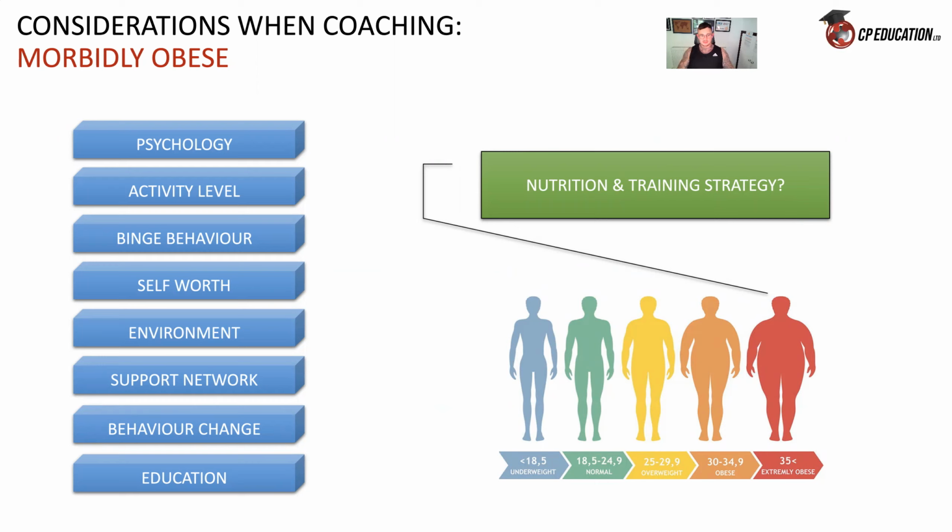Then what you've got to take into consideration is the psychology which has kind of got them to that point. The activity level, which was just touched on, right? Why have they got a binge behavior in place? And what is their self-worth and their environment, which is probably going to be affecting their binge behavior?